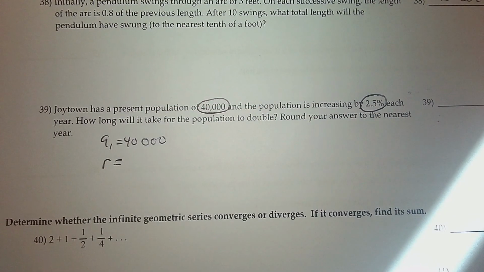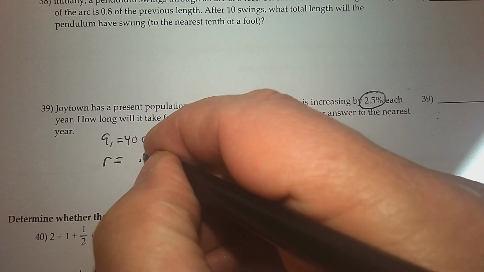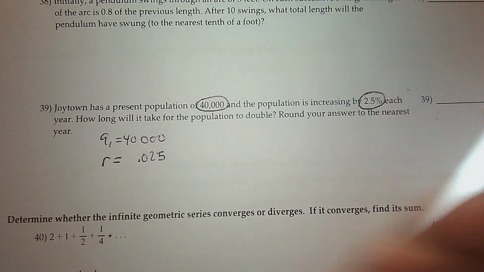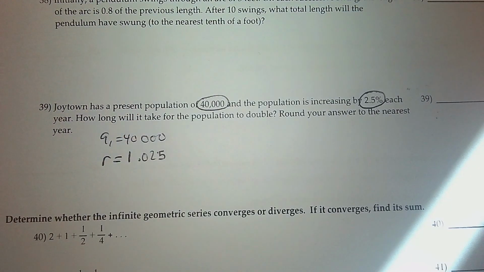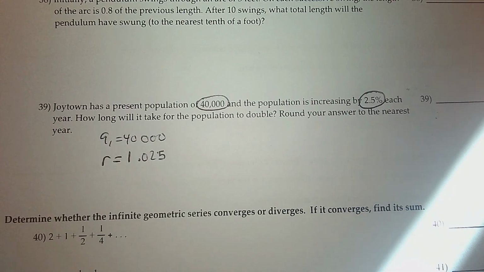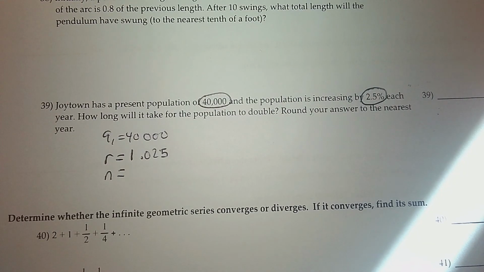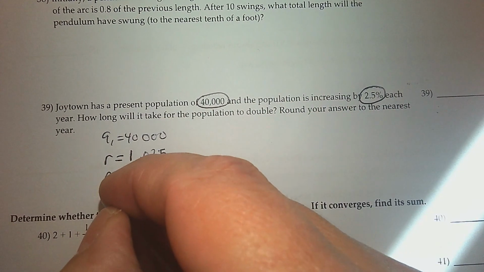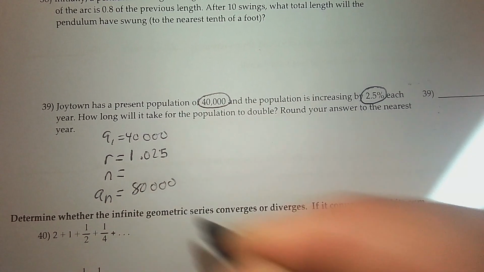So here's another situation. If I go 2.5%, that's 0.025, correct? Do I need a 1 in front in this situation? Yes or no? Because 0.025 is only the increase, not the population and the increase. It needs both. N, I don't know N. That's how long it will take, right? And then, what am I looking for? My AN is actually the double. So if I double it, how much population is doubled?